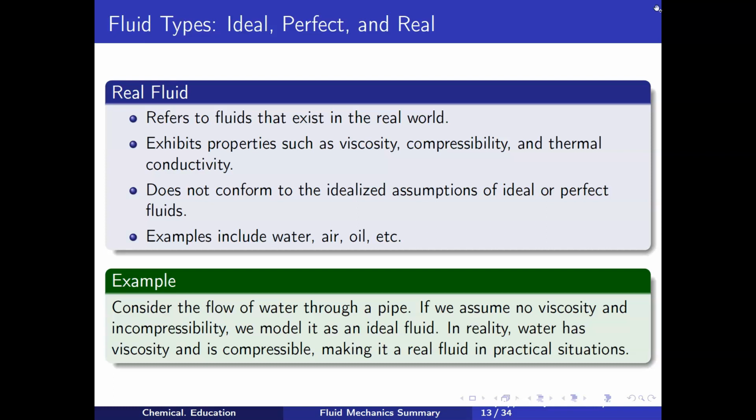So I can give one example. Consider the flow of water through a pipe. If we assume no viscosity and incompressibility, we model it as an ideal fluid. In reality, water has viscosity and is compressible, making it a real fluid in practical situations.